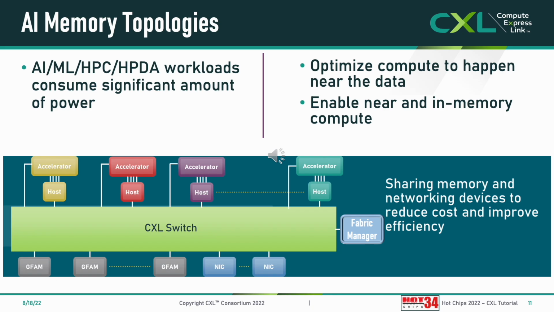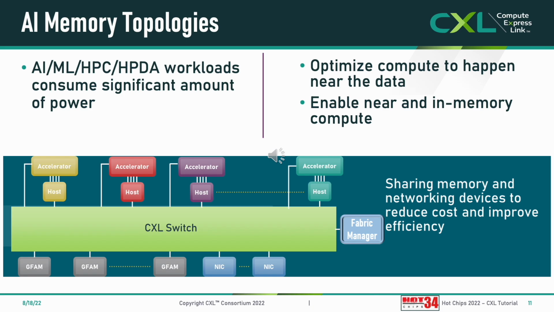CXL 3.0 provides the ability to enable a path for direct peer-to-peer accesses between I/O networking devices, as an example, and memory in the node or shared memory without having to bounce those requests through hosts. The Fabric Manager is responsible for orchestrating and managing the resources shared in such a system. These enhancements enable compute to happen near the data, improve system efficiency, power, and cost. This enables CXL 3.0 to scale the solutions at the fabric level.